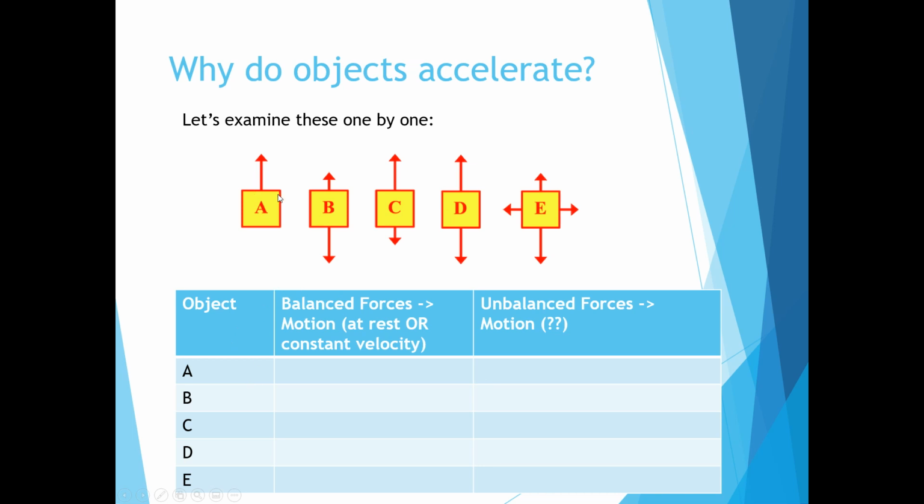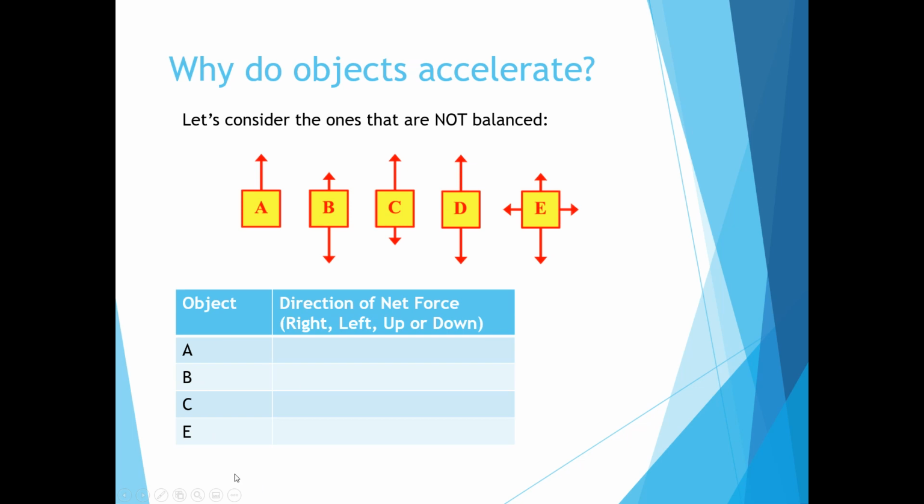Looking at A, B, C, and D, we're going to try to determine which ones have balanced forces and which ones have unbalanced forces. You should be able to tell by now that A is unbalanced, B is unbalanced, C is unbalanced, D is balanced, and E is unbalanced. And so I just made X's in the table here. We already know that the only one that could be at rest or at constant velocity is going to be letter D. So let's look at the ones that have unbalanced forces a little bit further.